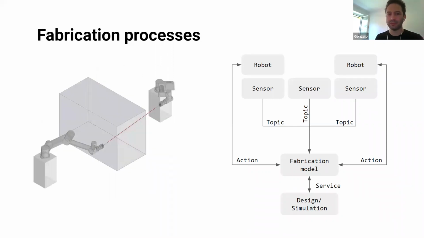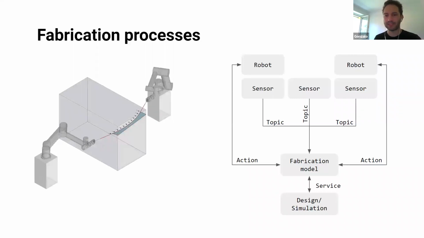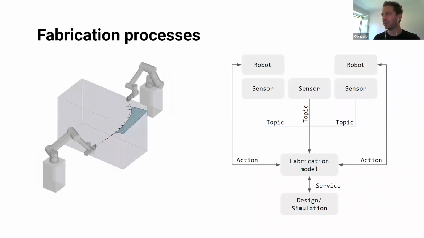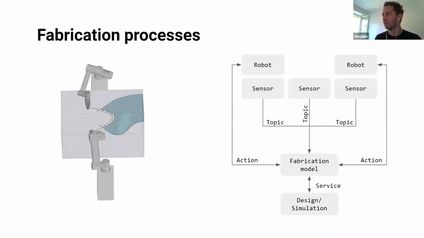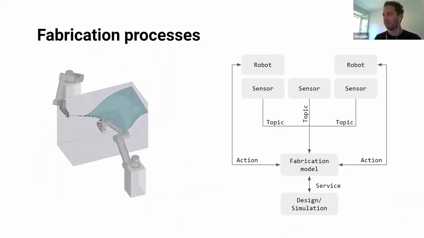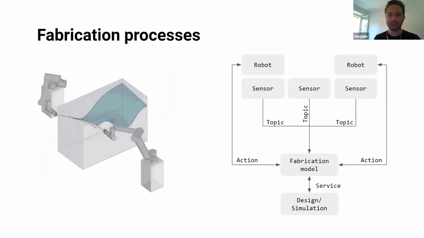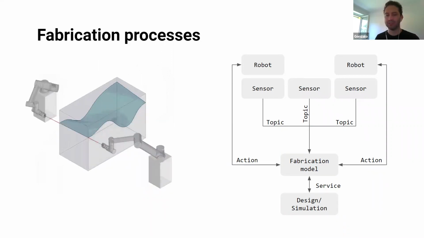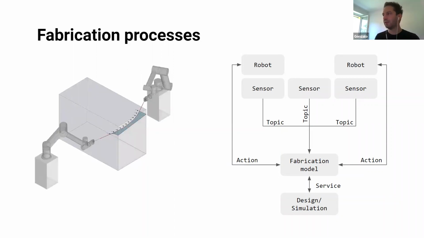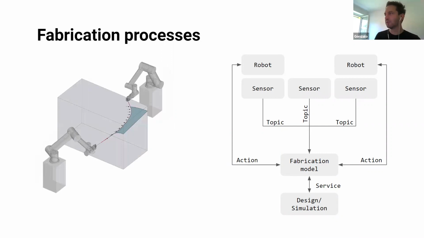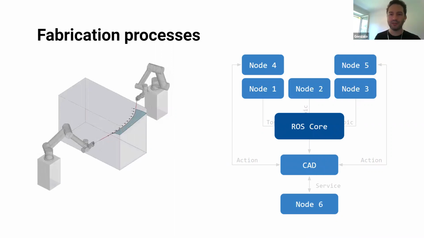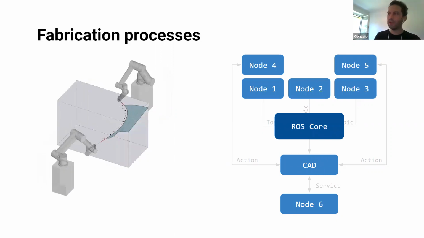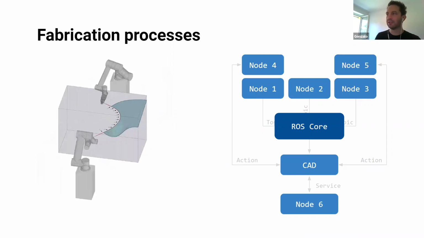So on the right, you see a stereotypical fabrication process where you have a couple of robots, or sensors, and a fabrication model, which probably runs in your CAD, and some design simulation that you need, especially for collision detection or path planning. And the way this would map onto ROS is that you have a ROS core that is the coordinator of all these things, and all these little parts are interconnected as nodes.